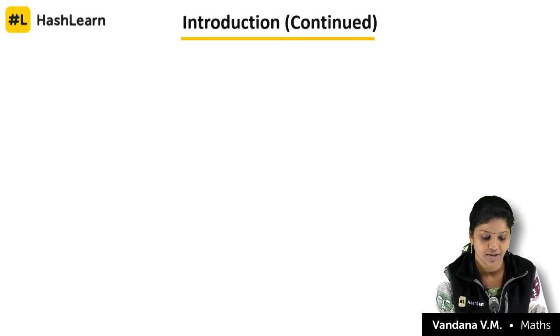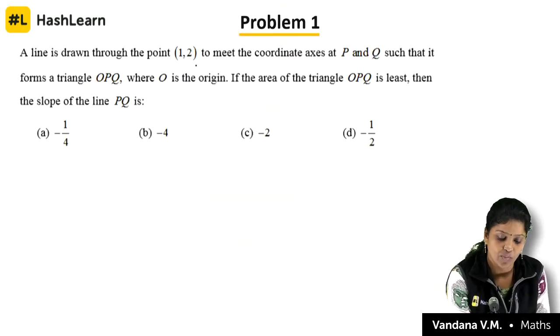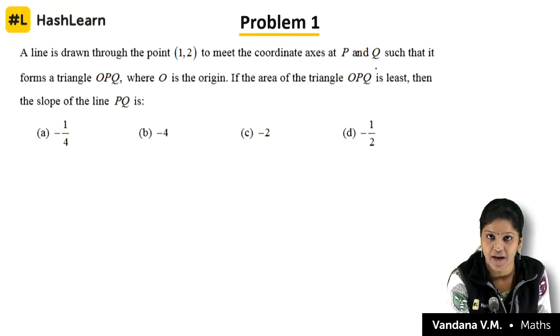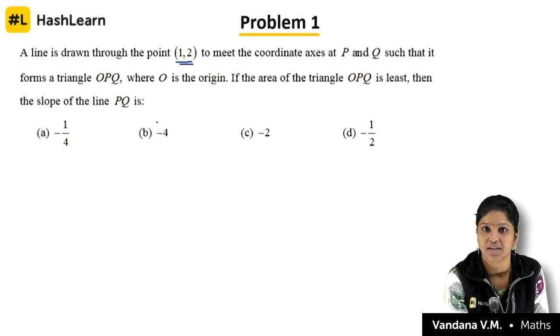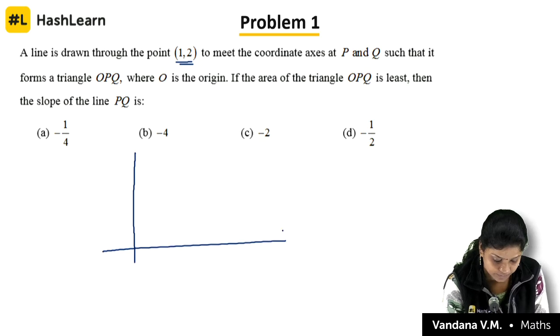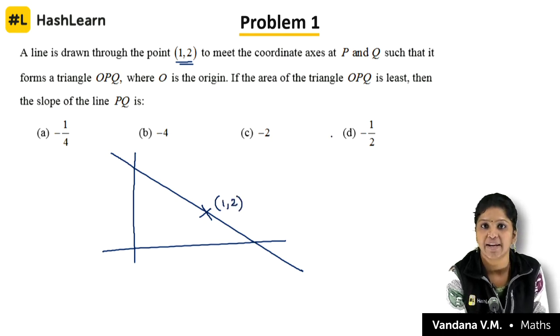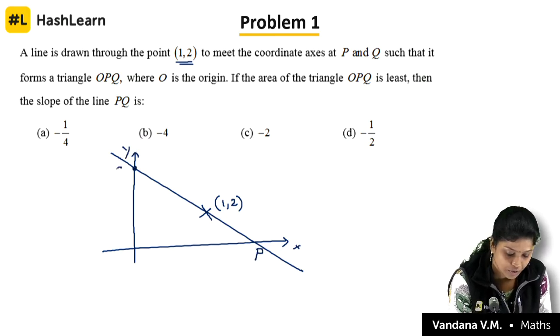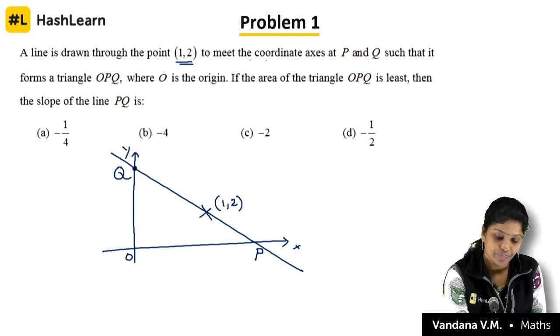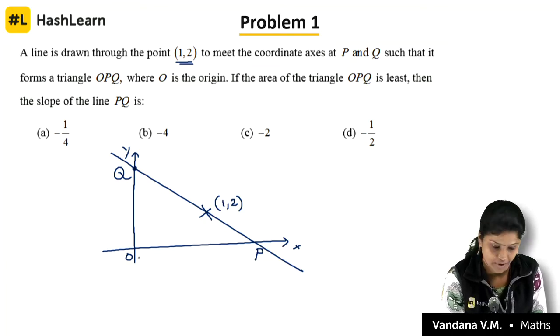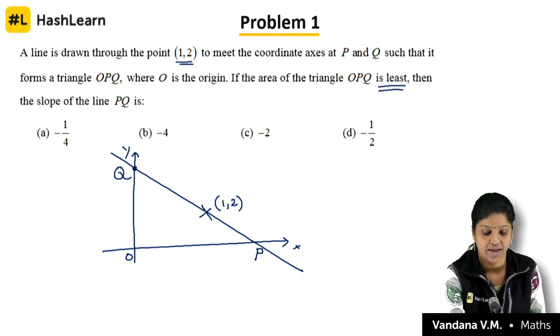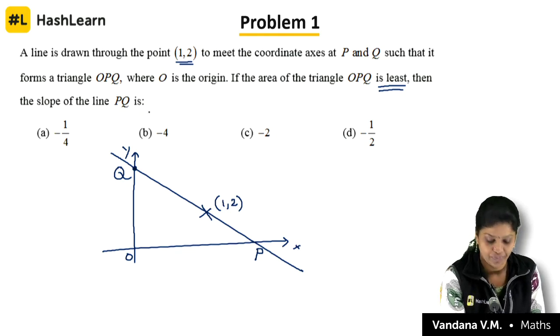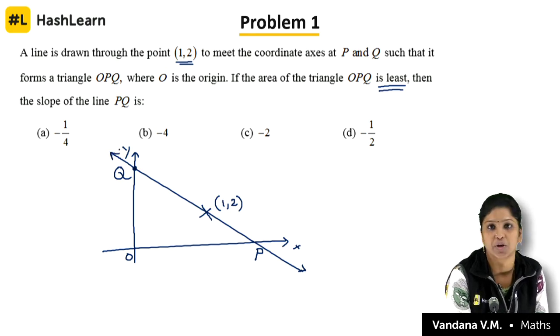Okay, let us start the class. A line is drawn through the point 1, 2 to meet the coordinate axes at P and Q. See what they are telling: a line is passing through 1, 2 and meets the coordinate axes at P and Q. This is your x-axis, y-axis, meeting at P and Q. This is the origin, right? Now it is forming a triangle OPQ, where O is the origin. If the area of triangle OPQ is least, we have to find the slope of PQ.